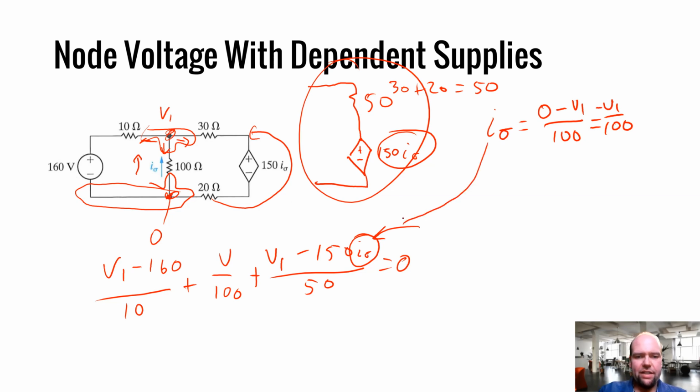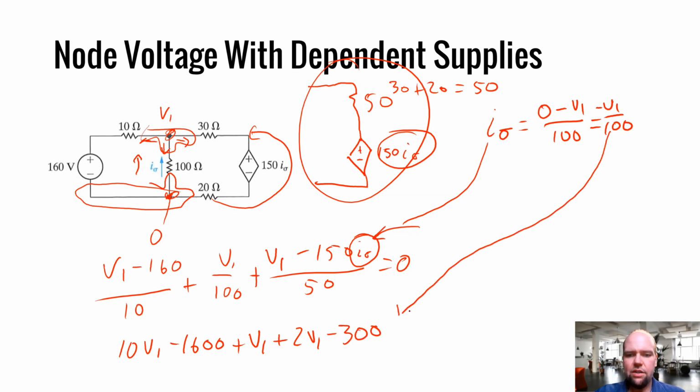Eventually, I'm going to probably rewrite this equation. Again, looking at this equation, what would you multiply this equation by? I would multiply it by 100 right off the bat. So then we'd have 10 V1 minus 1600 plus, oops, should have called that a V1, plus V1 plus 2 V1 minus 300. And again, we're going to substitute that in here. So 300 times negative V1 divided by 100. So looking at this, that's just 3 V1. All that equals 0.